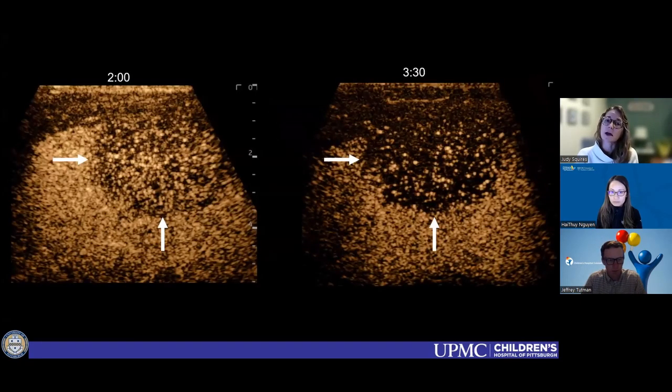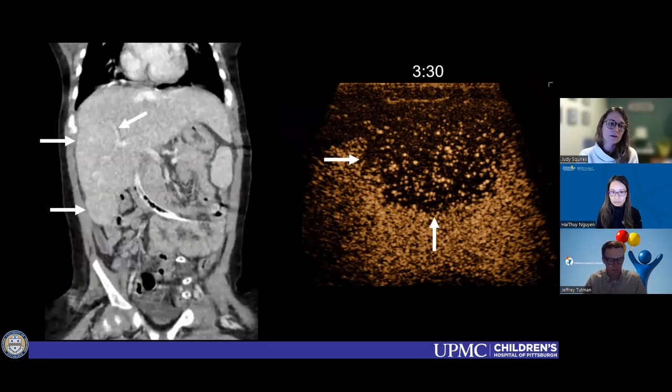But what matters is what happens in the washout. So in this case, we had relatively early, but not very early. So it was after 1 minute where the lesion lost enhancement compared to the background liver. So this is a hepatoblastoma.